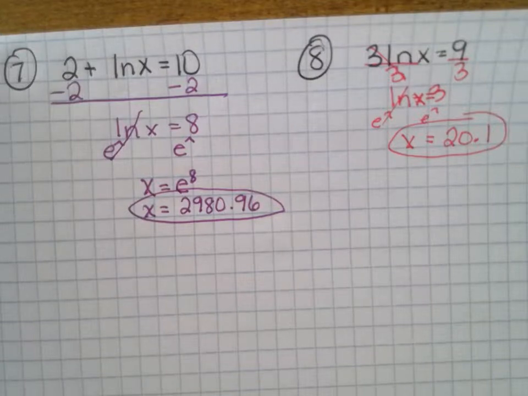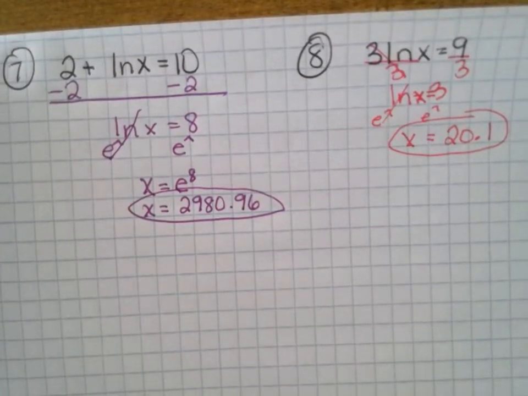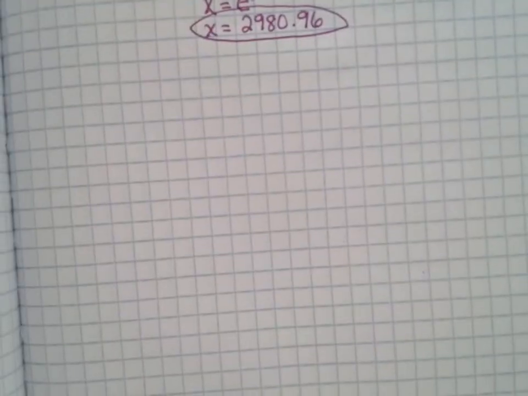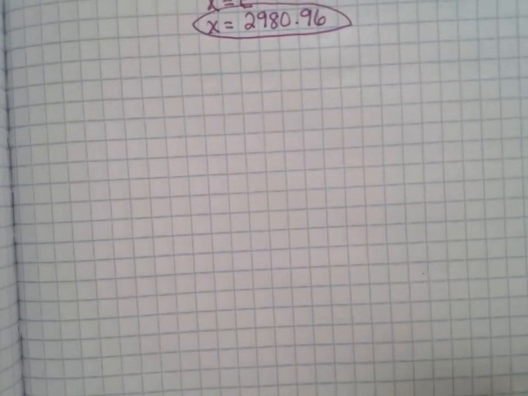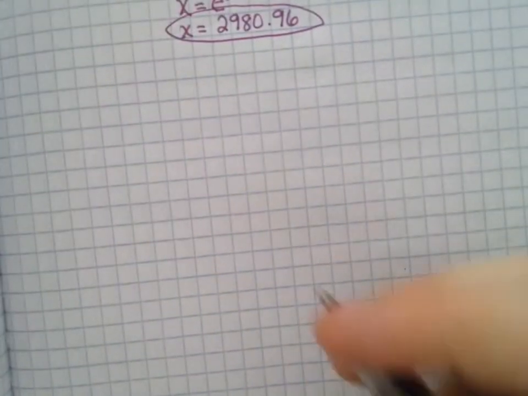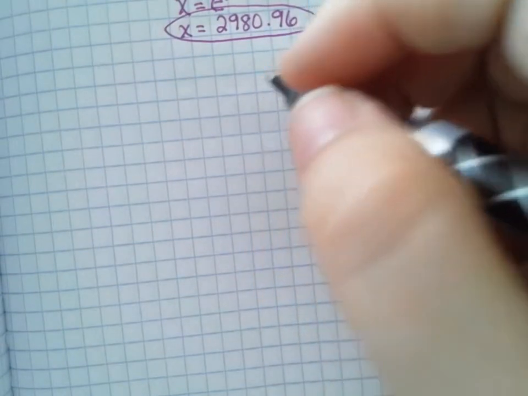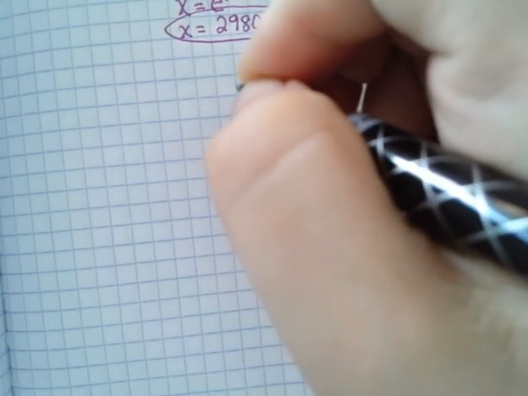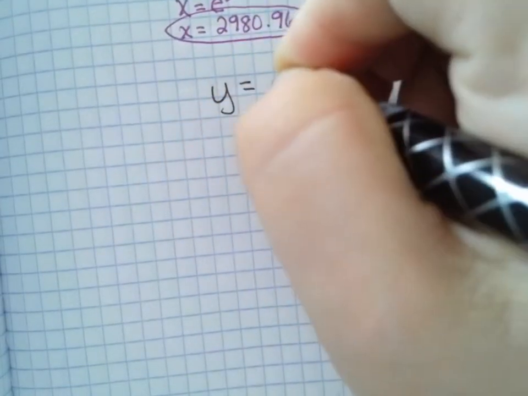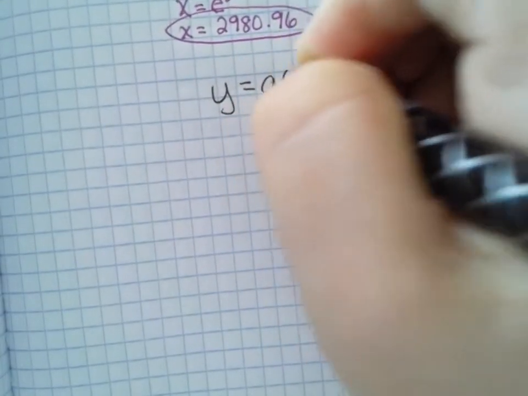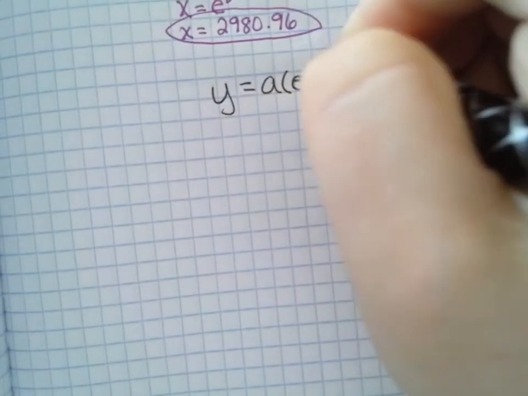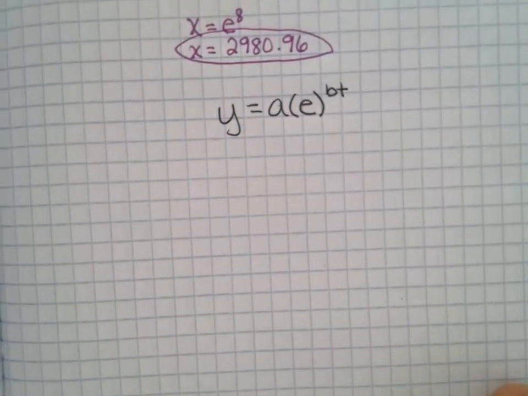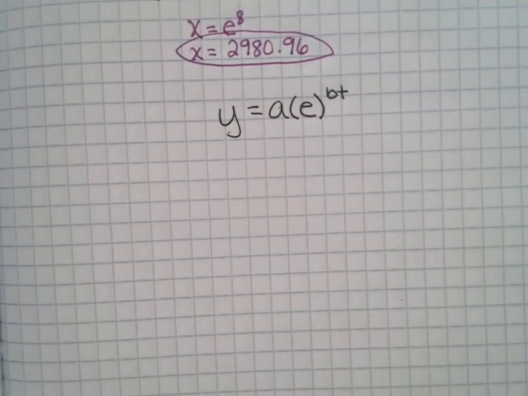All right. Then the way I'm probably actually going to test this, a word problem. Yay. So exciting. So here we go. When we are doing any type of real world application, you're going to be working with this formula: y equals a e to the bt.